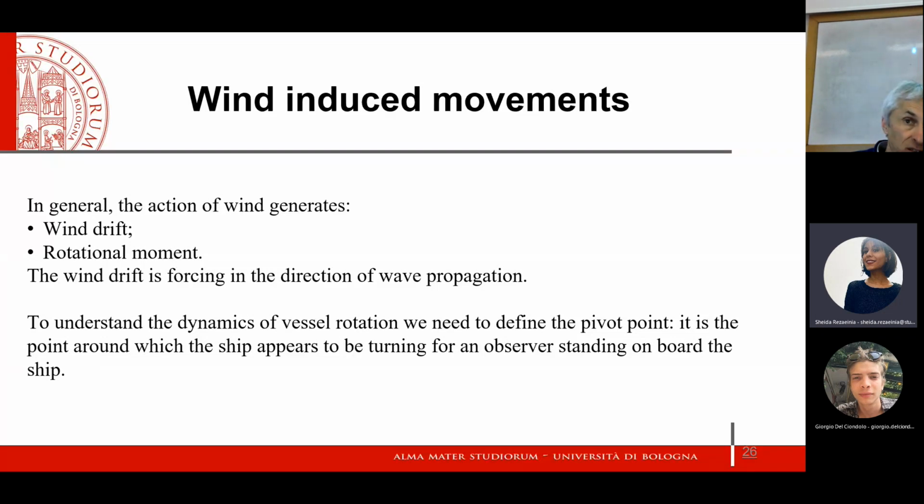It is the point around which the ship appears to be turning for an observer standing on board of the ship. This means that if you stay on board and the ship rotates, there is a position where you feel that you are just rotating and not moving. This means that we are above the pivot point. So the pivot point is a geometrical feature of the ship.